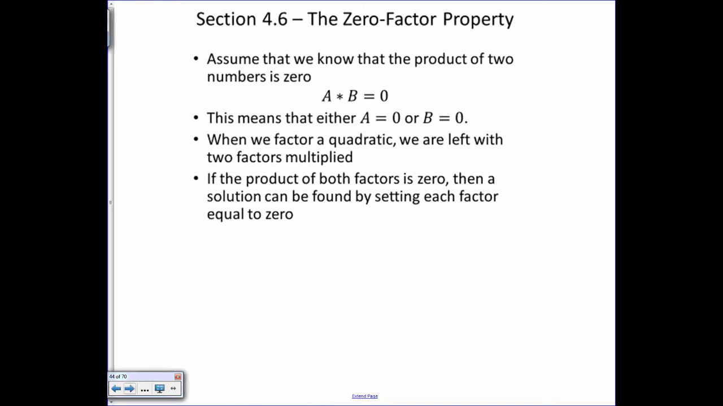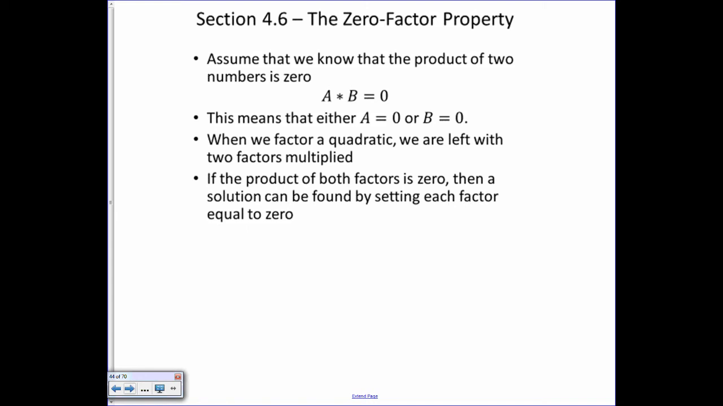And the way that we're going to do this is using what's called the zero factor property. So assume that you have two numbers, a and b, and you know that the product of those two numbers, a times b, is equal to 0. Well, if you've got two things multiplied together and they're equal to 0, then one of the two numbers has to be 0. So either a is equal to 0 or b is equal to 0.